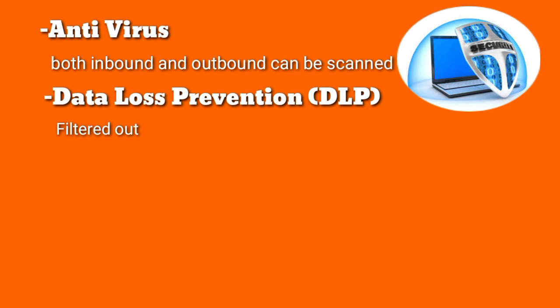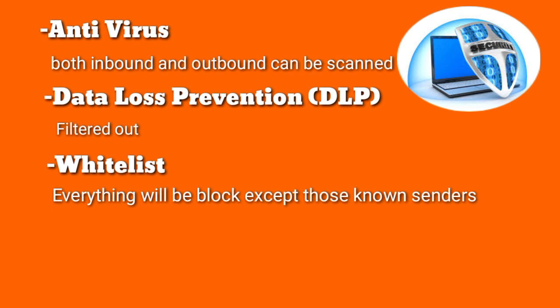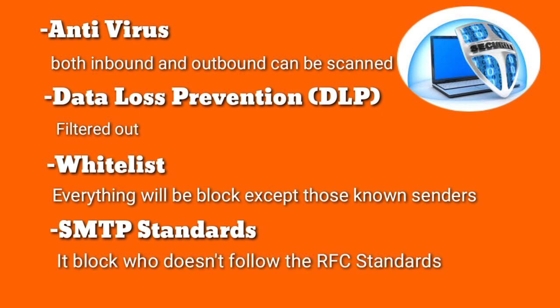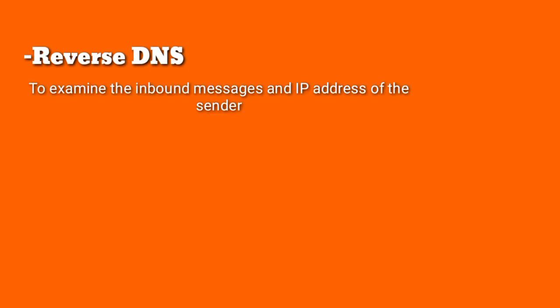This email gateway also uses a number of different methods to identify unsolicited email or spam. It allows messages from trusted senders, and this is called whitelisting. Everything will be blocked except those known senders. Another type of spam checking is SMTP standards. It blocks anything that doesn't follow the RFC standards. Another spam check is called reverse DNS. You can examine who is sending the inbound email, and you can also examine the IP address of the sender. You can then perform a DNS lookup to check if the sender matches what's in the DNS for the email server. If those IP addresses don't match, you can discard the email at the gateway.